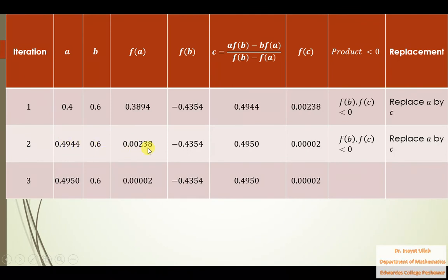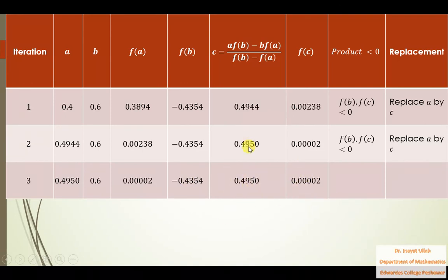Calculate f of a, f of b, and find c, and then calculate f of c, and see here that f of c and f of b have opposite signs. So f of b multiplied by f of c is negative, so a will be replaced by c. Again, this is the value of c. This c will be here instead of a, and this is b. Now calculate f of a, then f of b, then c, and then f of c.